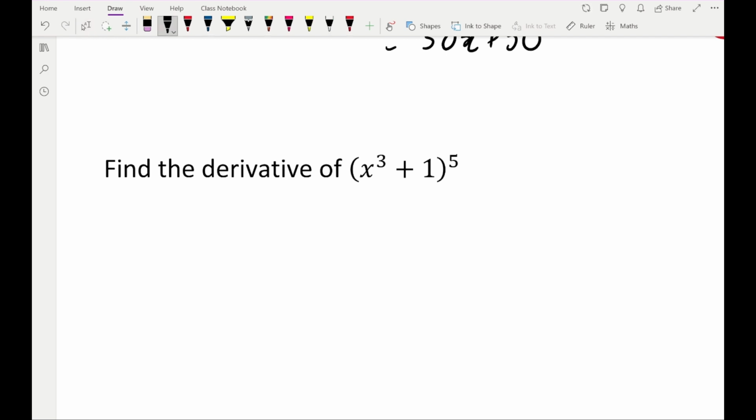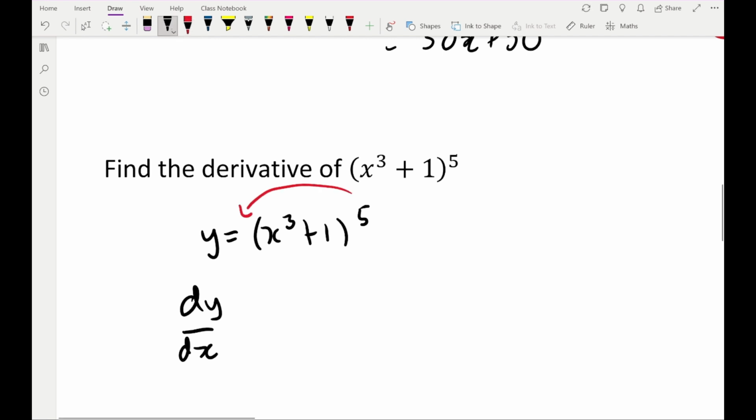So let's just do the derivative of this. I'm just going to call this y = (x^3+1)^5. Then our derivative dy/dx, let's see what happens. So the 5 comes out the front, and I've got 5(x^3+1) to the power of 4. What do I need to do? I need to times it by the baby. So the derivative of the stuff inside here is going to be 3x^2.